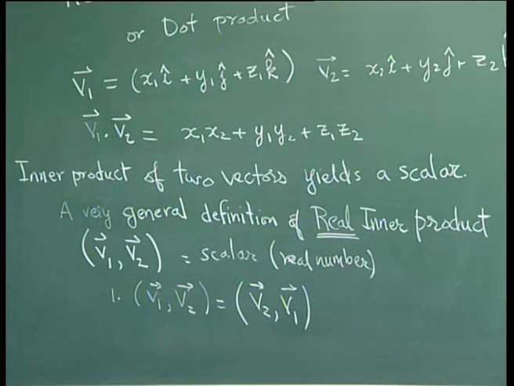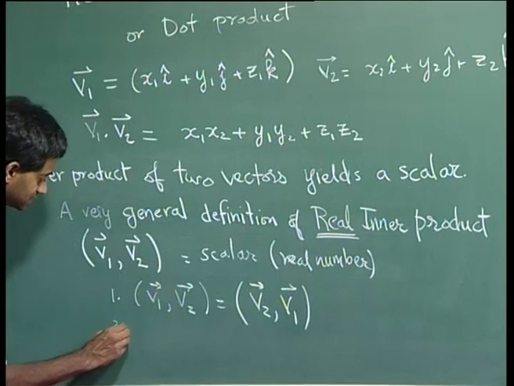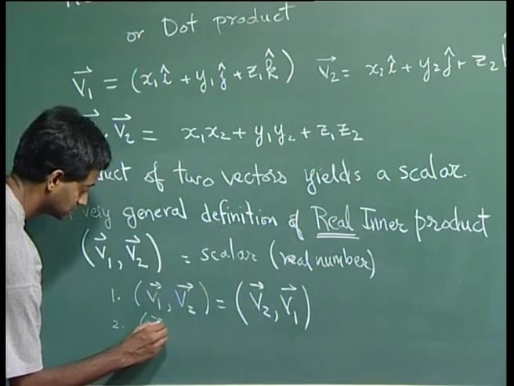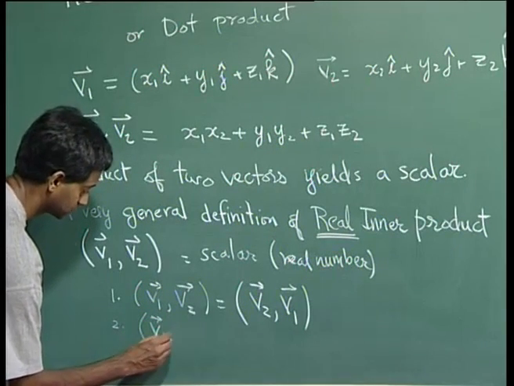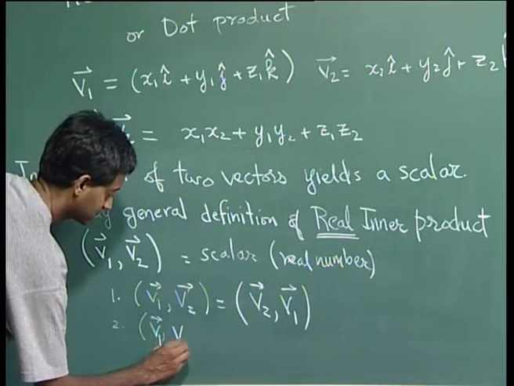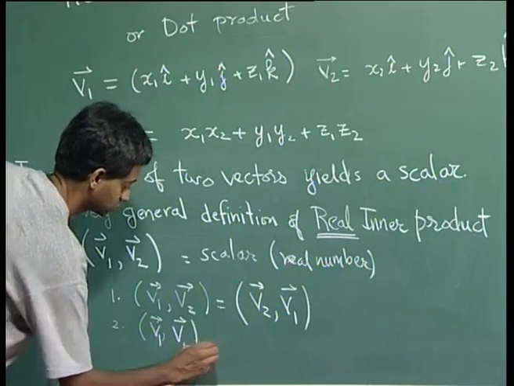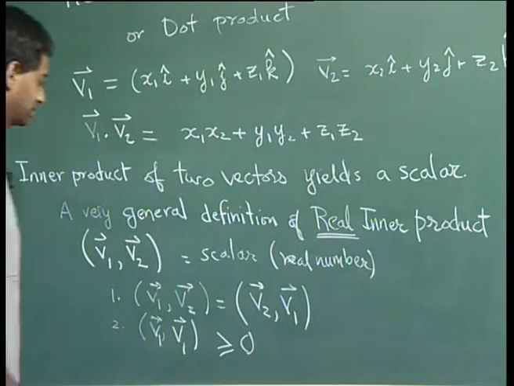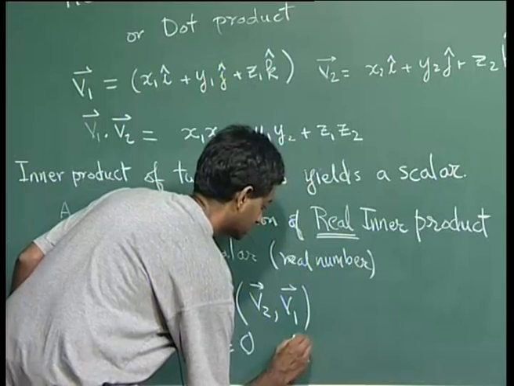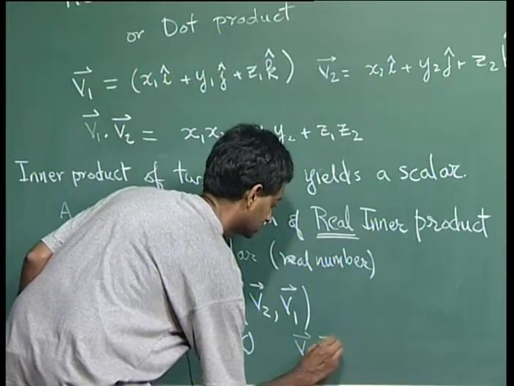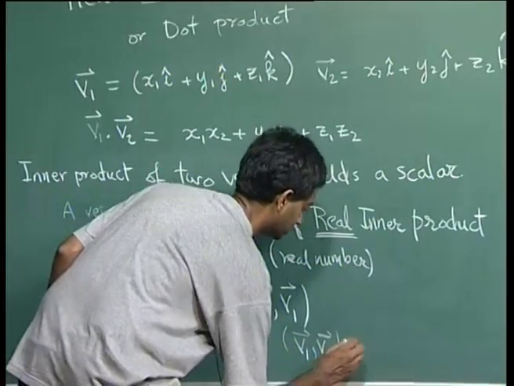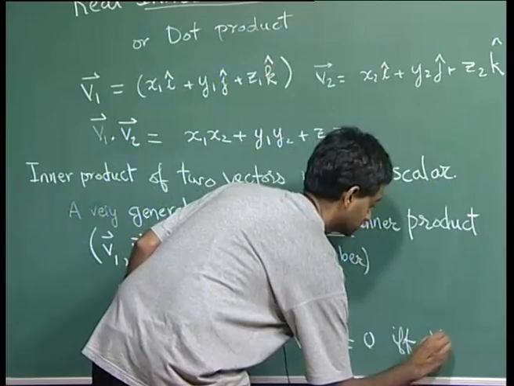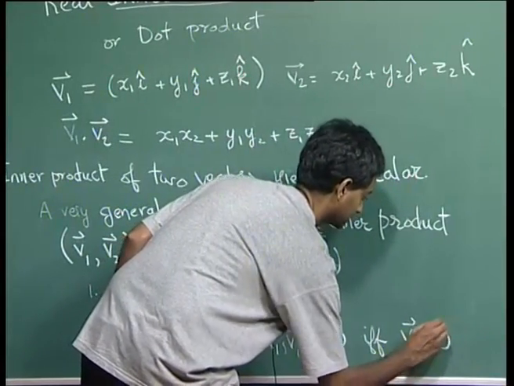Okay. Then the second condition is that the inner product of any vector with itself should be greater than or equal to 0. So, if I take a vector V1, V1 dot V1 is greater than or equal to 0, and V1 dot V1 is equal to 0 if and only if V1 is a 0 vector.